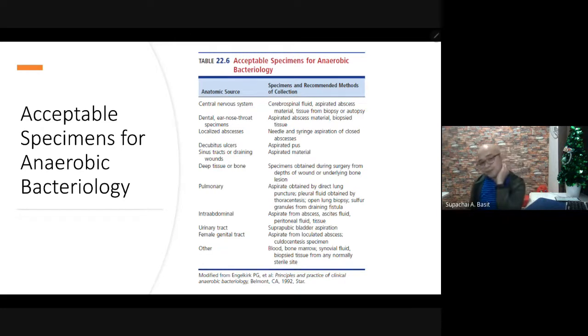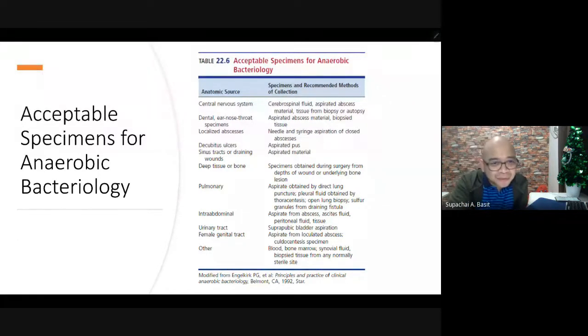CNS, of course, CSF. We can utilize CSF, aspirated abscess materials, tissue from biopsy or autopsy. For dental or ear, nose, throat specimen, aspirated abscess material or biopsied tissues. So yung mga nana, pwede palang i-aspirate yon, ipadala sa laboratory. Localized abscess, meaning needle or syringe aspiration. So when you say abscess, we're referring to WBC or pus in high amount or quantity. Tagalog, madaming nana. That's abscess.